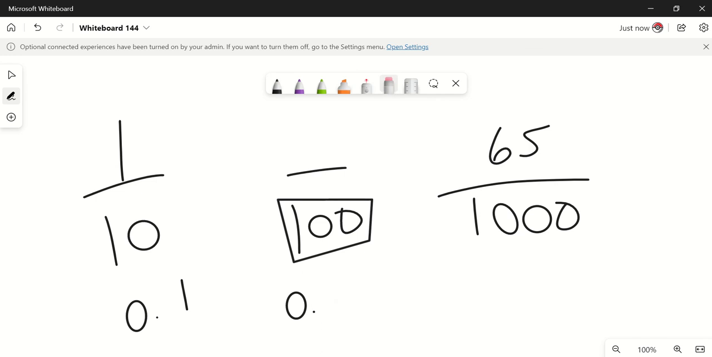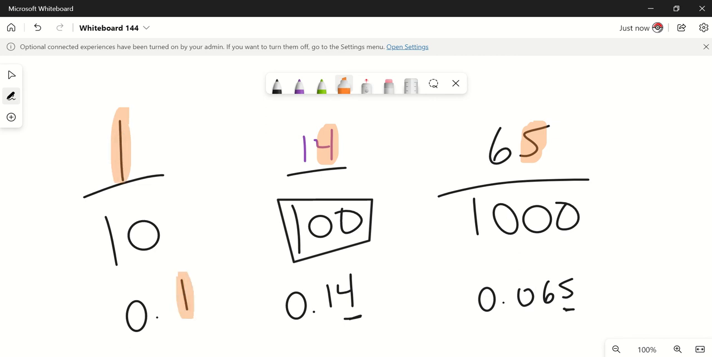Now, if I change this to be 14 hundredths, I would just write 14 and make sure that the last number is in the hundredths spot. 65 thousandths would be 0.065 because I want that last number in the number on top to be in the thousandths place. So this would be 0.065. If I put 0.65, that'd be 65 hundredths. So remember, the last digit of the numerator needs to be in the place value part of the denominator. Tenths, hundredths, thousandths.